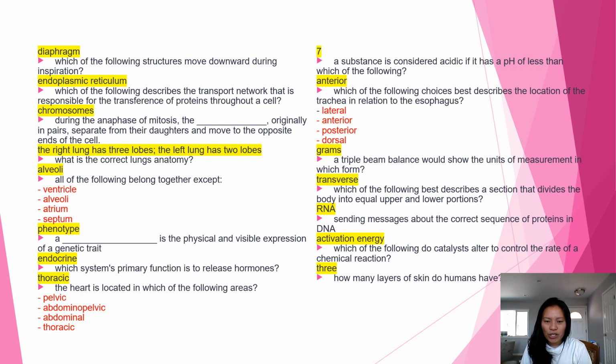Okay. Next question. Sending messages about the correct sequence of proteins in DNA is the job for RNA. Sending messages, RNA. Okay. Which of the following do catalysts alter to control the rate of a chemical reaction? It's the activation energy. Okay. How many layers of skin do humans have? We have 3 layers. I think as far as I can remember, we have the epidermis, dermis, and I'll leave it up to you, the last one.